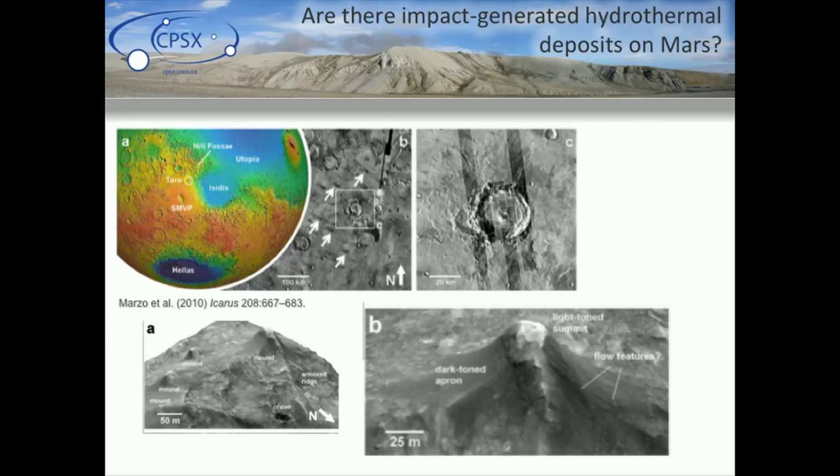And so the mound on the right we think is one of these fossil systems, and I'm using the term fossil because it's not active now. We also have other sensors. There are other instruments in orbit around Mars that can tell us about the mineralogy and the chemistry of the surface too, and we've found evidence for clays and other minerals that need water around to form. So you put all of this together, and it seems that we do indeed have evidence for hydrothermal deposits in impact craters on Mars.